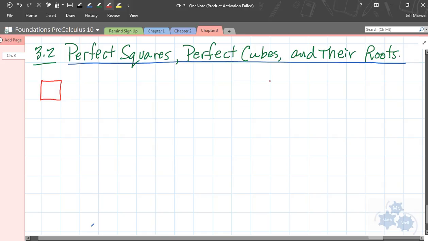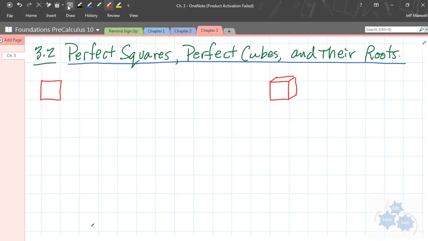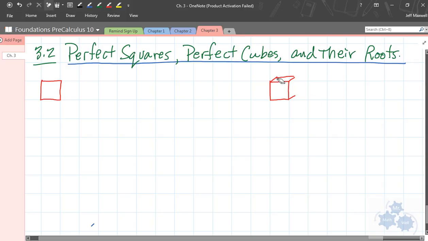A cube, on the other hand, is a three-dimensional figure, not two-dimensional. And every side edge is the same. There are six sides to a cube. My freehand drawing is spectacular here. You guys are doing way better than me, probably. But this is what a cube looks like.